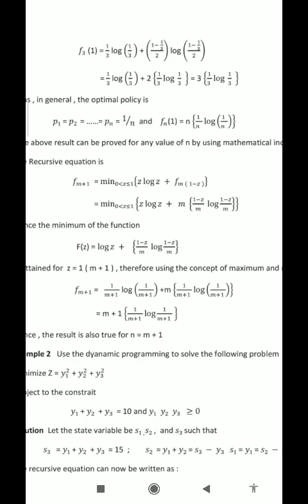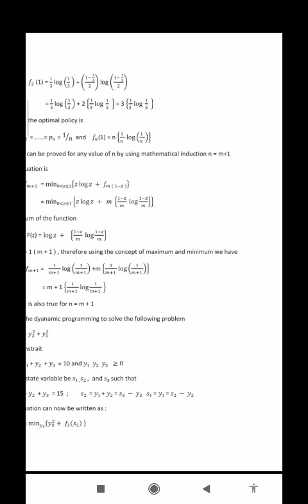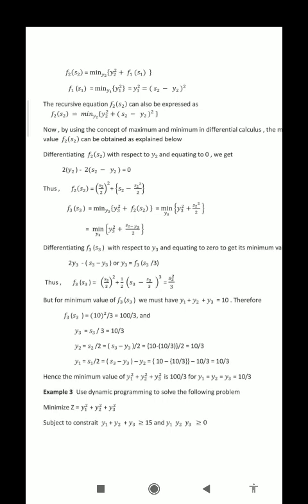For that, we introduce 3 state variables s1, s2, s3 and define the state variable s3 as y1 plus y2 plus y3 equal to 10, and s2 is equal to y1 plus y2. We shall write this as s3 minus y3, and s1 is equal to y1. Again, we will write s1 as s2 minus y2. Now, if we define the recursive equation, that can be written as f2 of s2 is equal to minimum of y2 squared plus f1 of s1, where f1 of s1 is minimum of y1 squared, where y1 squared can be replaced by s2 minus y2 the whole square.